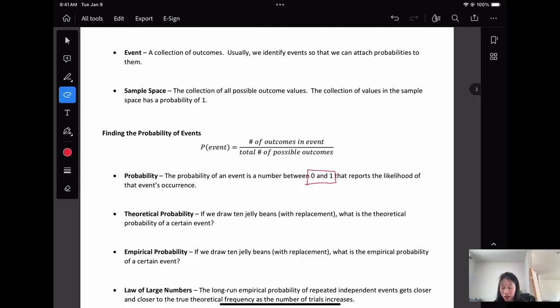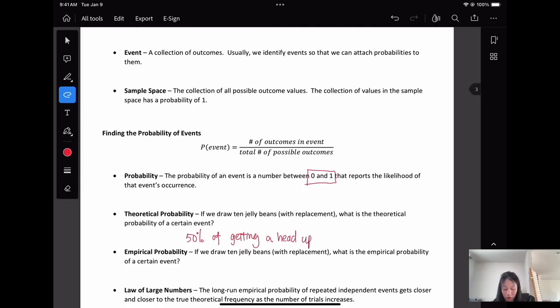Theoretical probability. If we draw a jelly bean from the 10 with replacement, what is the theoretical probability of a certain event? This is based on the assumption that the outcomes have an equal chance of occurrence. So that means when you flip a coin, theoretically you have 50% to get a head or a tail. But that's theoretically. You have 50% chance of getting heads up when you flip a coin.